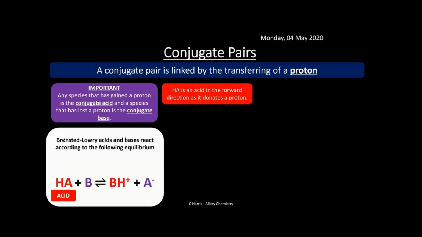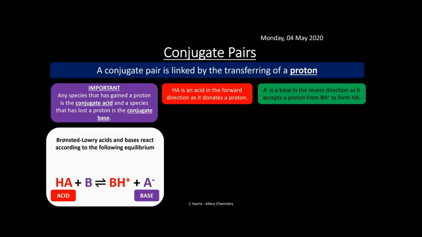So HA is an acid in the forward direction as it donates a proton. Remember, that's what we said there. A minus is a base in the reverse direction, so that should have an E on the end. So in the reverse direction, it accepts a proton from BH plus to form HA. So there it is there.